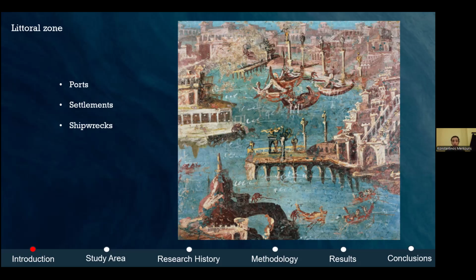So now, typical examples include harbor installations, settlement remains, and certain shipwrecks. And this represents both portable and non-portable cultural heritage.